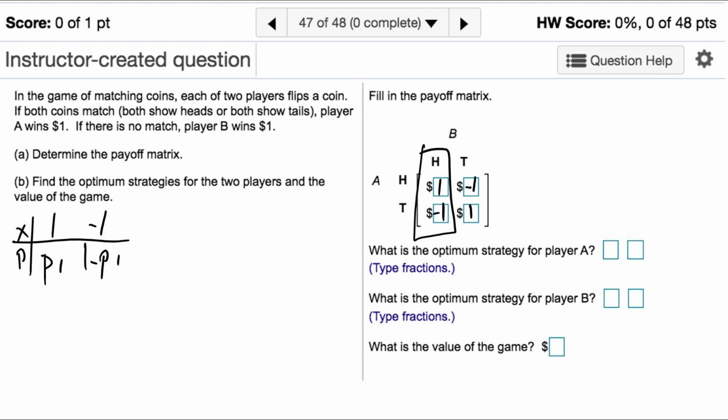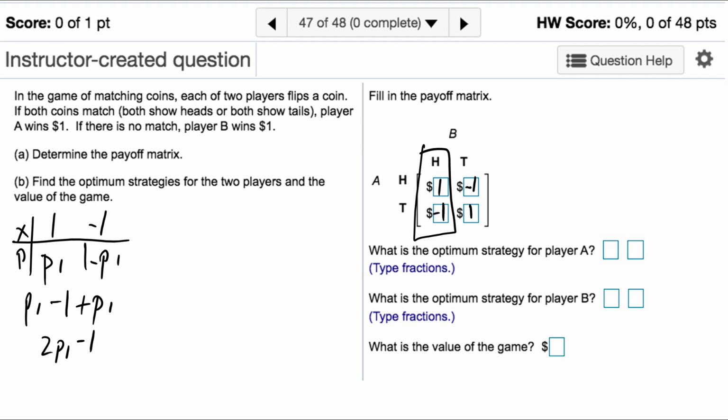All right, so then we'll multiply down, so that's 1P1, and then we'll go ahead and distribute the negative 1 times both of these two things. So negative 1 times 1 is negative 1. Negative 1 times negative P1, that's going to be a positive P1. So that's going to give us 2P1 minus 1. All right, so that's our expected value for A, given B chooses heads.